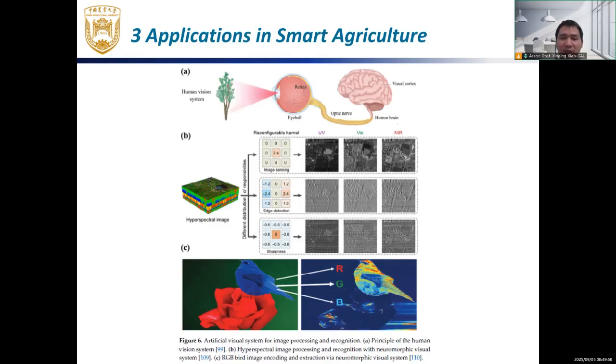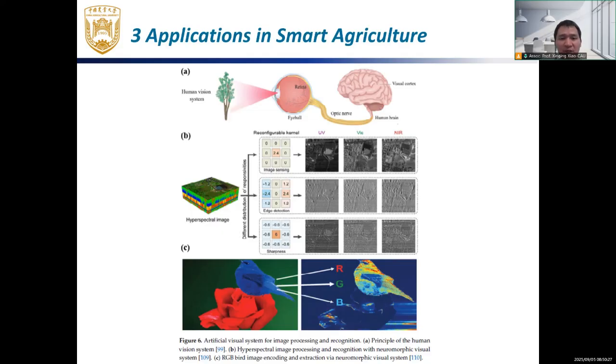So we can get the human eyes with the image and to our brain, and we can know, oh, what is it, and what kind of picture we can reconnect about them. Based on this, we can know artificial visual systems for image processing are also very important for our smart agriculture, because there are many kinds of pictures and images that need to be monitored.